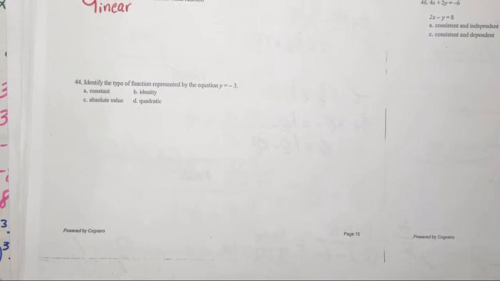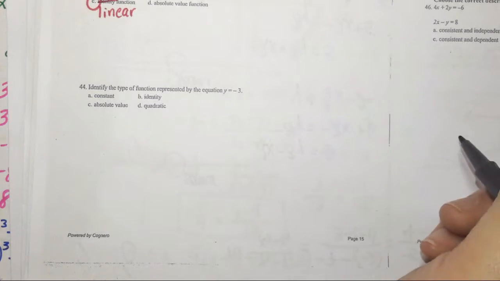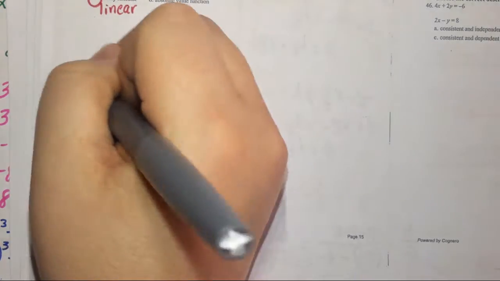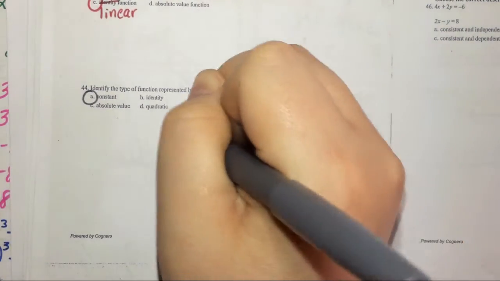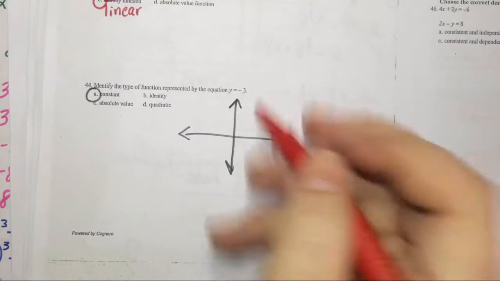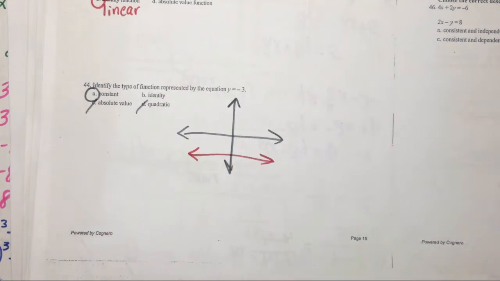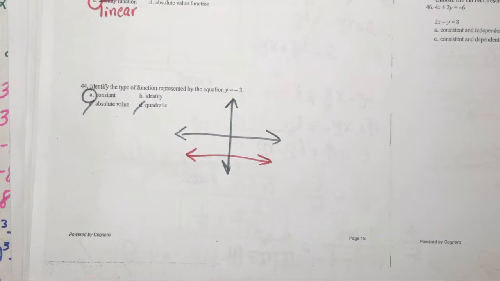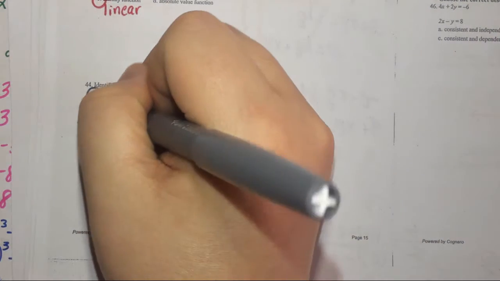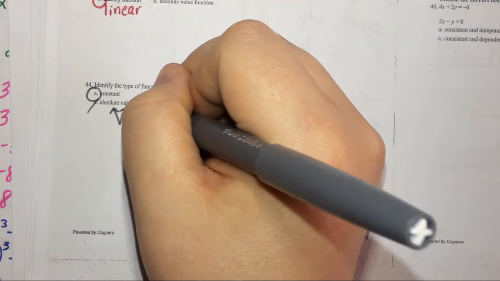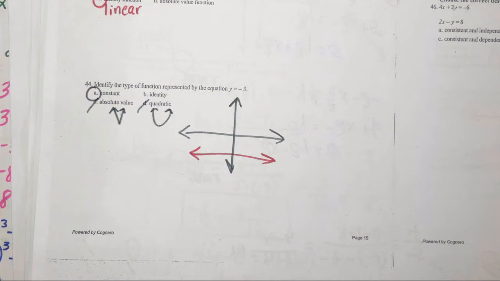Okay, 44. Type of function represented by the equation y equals -3. It is a constant because it's going to be a straight line at -3. So it is A, and you can have a point too. You hurt my feelings if you chose C or D. Surely you were going to guess A or B to begin with. Absolute value is the V. Quadratic's the U. Yeah, you're supposed to remember all that.